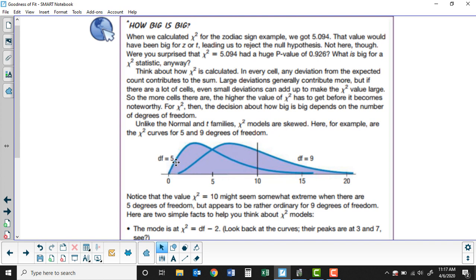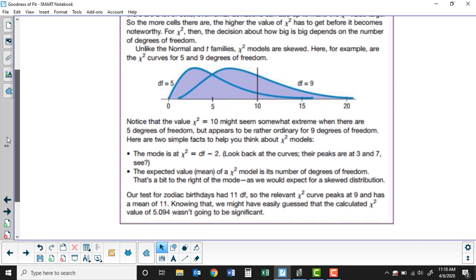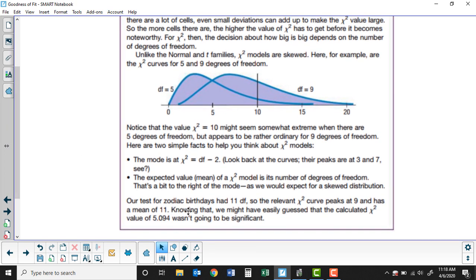A 10 for 5 degrees of freedom, that sum is big because you've only got five or six different things that you're adding up. And adding up to a 10 would be kind of far out there. With the 9 degrees of freedom, it's not as far out on that curve because you've got 9 or 10 things that you're adding up. That's going to account for that number, so it doesn't count as much. So basically it says right down here, whenever you've got larger numbers of degrees of freedom, those larger numbers are going to mean a little bit less.